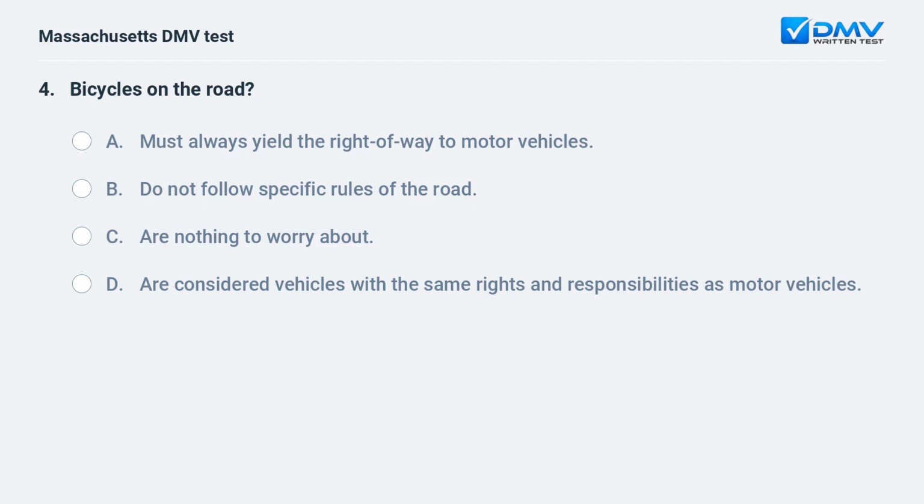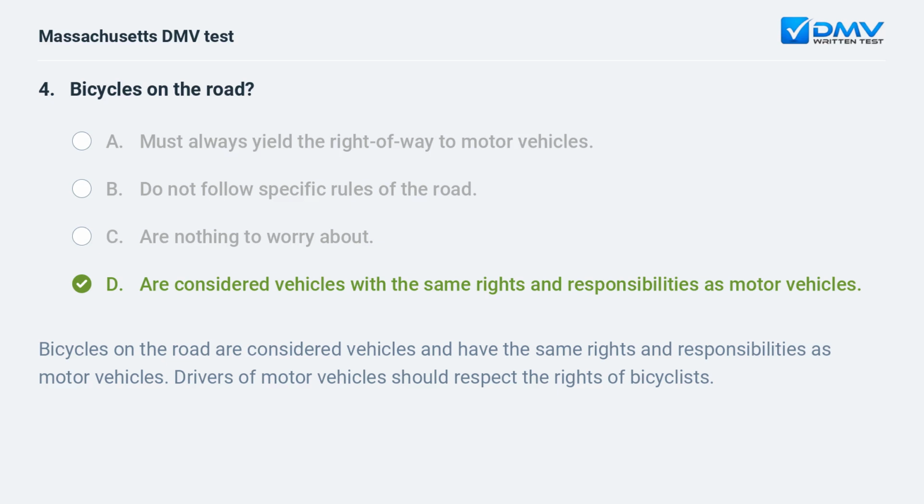Bicycles on the road: A. Must always yield the right of way to motor vehicles. B. Do not follow specific rules of the road. C. Are nothing to worry about. D. Are considered vehicles with the same rights and responsibilities as motor vehicles.